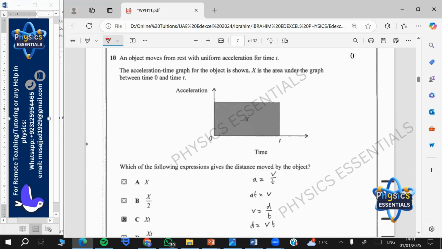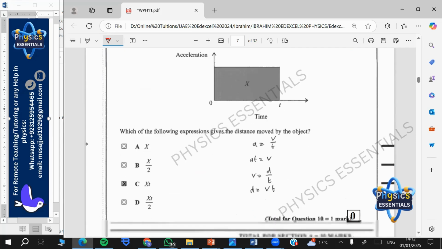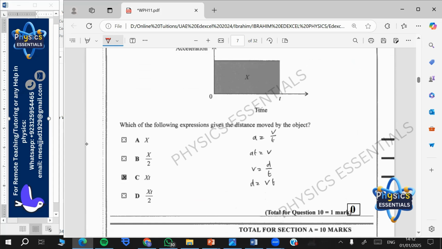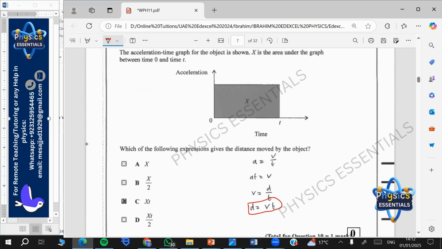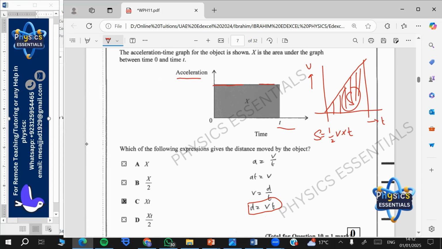In this question, they asked which of the following expressions gives the distance moved by the object. So again, they played very smart in here, and you need to remember that this is the acceleration time graph, a-t. And for constant acceleration, you have another graph of velocity time which is moving like that. I showed you this concept in the first or second question, okay? So area under velocity time graph is actually giving you the distance, and you need to find the distance here. So distance is actually half into vt.